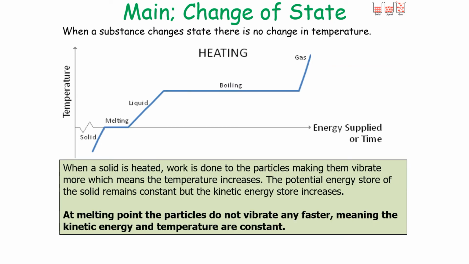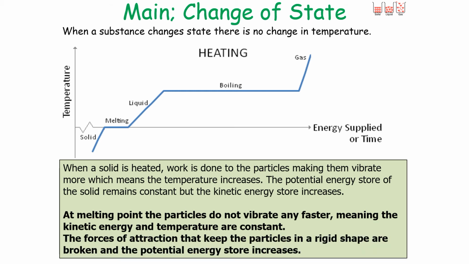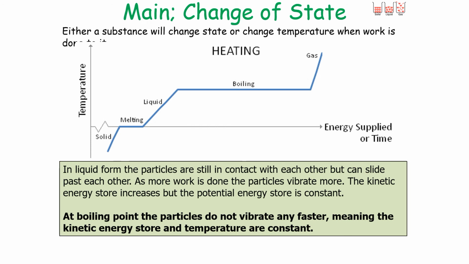You can either change the potential energy store or you can change the kinetic energy store. So when a solid is heated, work is done to the particles to make them vibrate more, which means that the temperature increases. The potential energy store of the solid remains constant, but the kinetic energy store increases. So at melting point, the particles don't vibrate any faster, meaning that the kinetic energy and the temperature are constant, but the forces of attraction that keep the particles in their rigid solid structure are broken and the potential energy store increases.